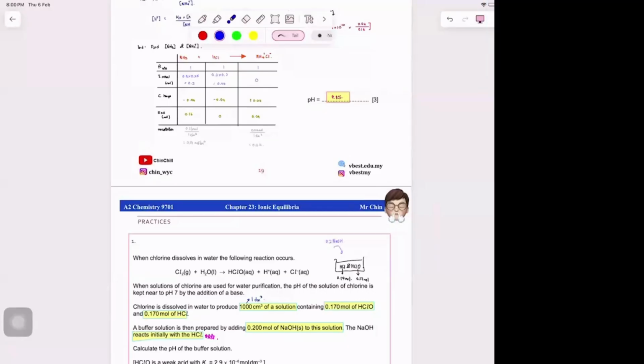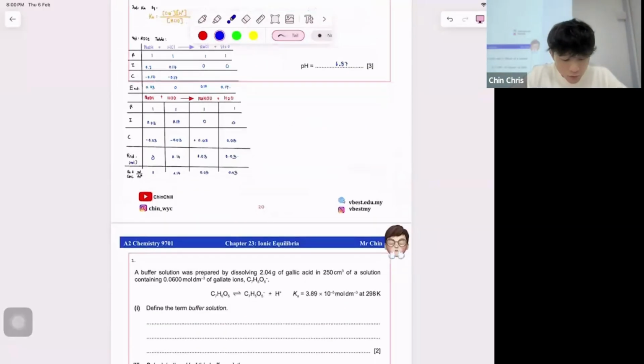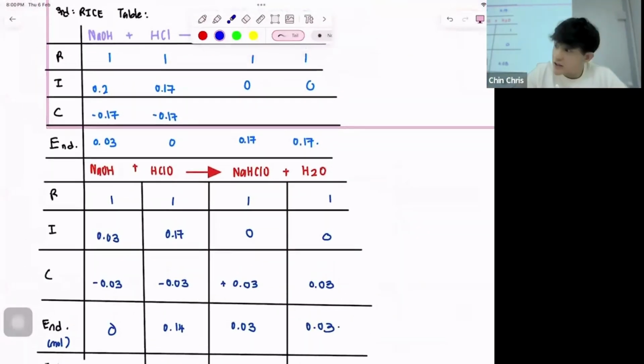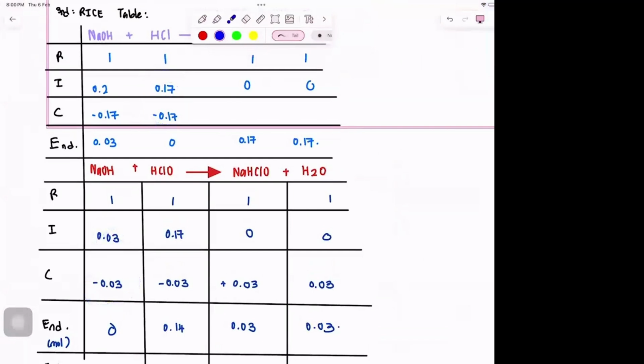Wait, what is the change? How? For the change, you just look for the limiting. This one is smaller, right? For example, this is smaller, so we minus it off. Done. Oh, so it's just that. Okay, thank you.